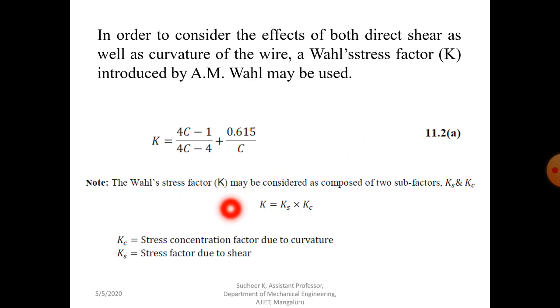The Wahl stress factor K may be considered as composed of two sub-factors, Ks and Kc. So K is nothing but Ks into Kc. Kc is the stress concentration factor due to curvature effect, and Ks is the stress factor due to shear stress. So this is about the Wahl stress factor, and this is one of the important equations, equation number 11.2a.